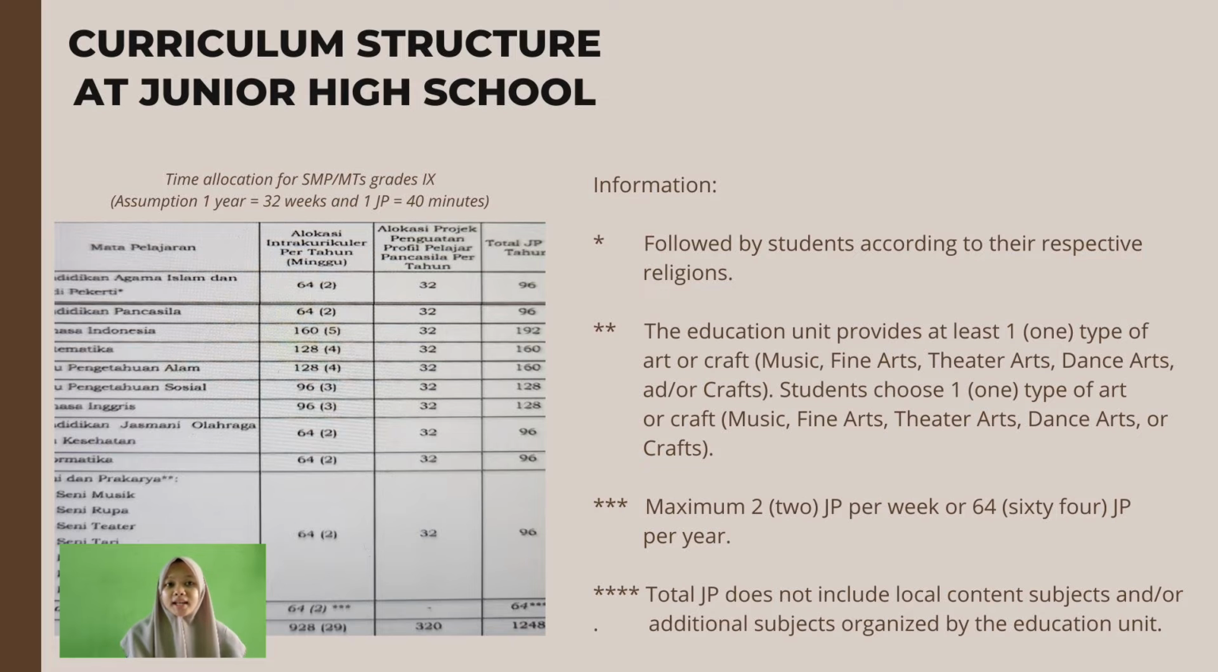Okay, in the next slides we will discuss the curriculum structure at junior high school. Maybe everyone can see the picture in the slides. In the slides, it is explained about time allocations for junior high school grades 7 and 8. And in the slides, there is also information, and there are 4 pieces of information.